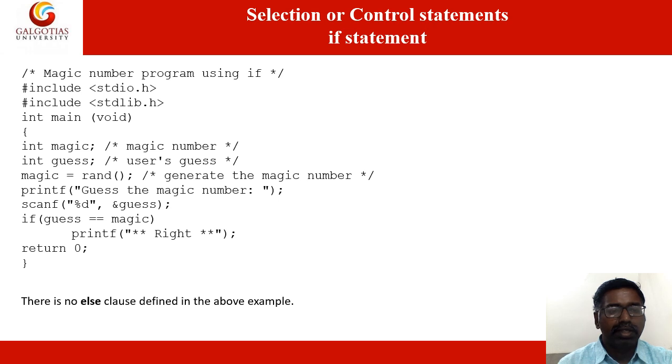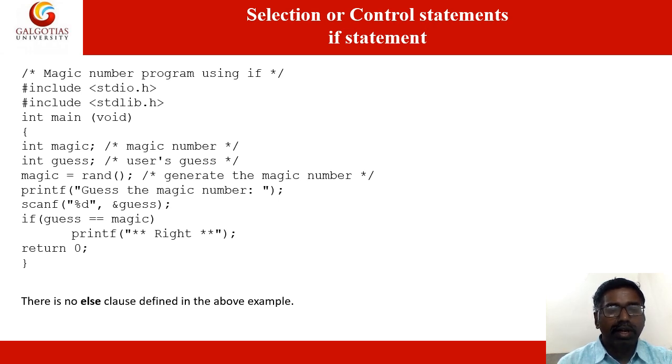So int magic is there, int guess is there, and magic is equal to the rand function. We are calling the rand function. So what is the use of this rand function? This will generate a value which is generated by the system itself. The user cannot know that, and it is assigned to the variable called magic, and then we ask the user to enter another number, which is stored in the variable called guess.